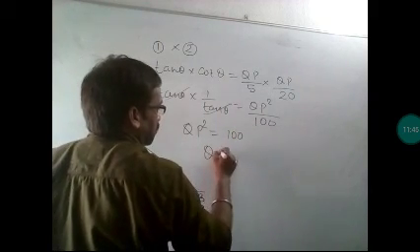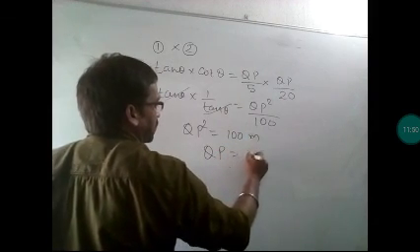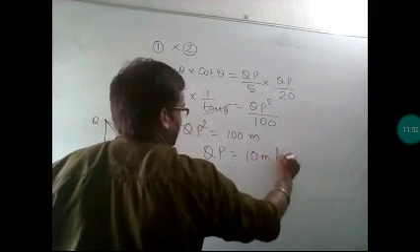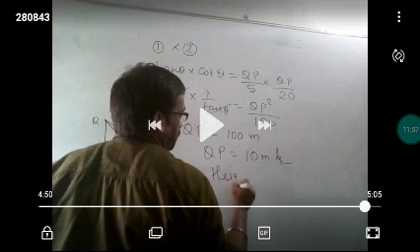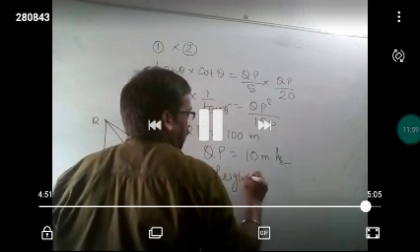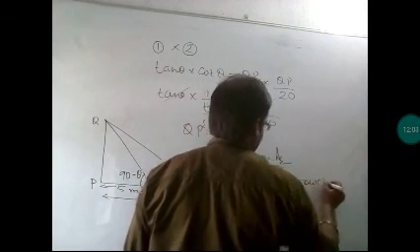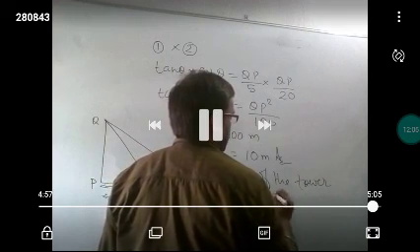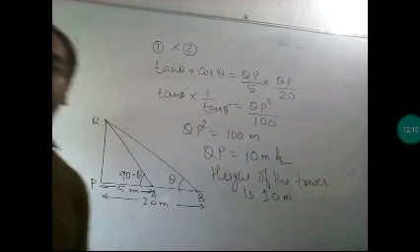So QP is equal to plus minus 10 meters. We will not take minus here. We will take only the positive value. So that means the height of the tower is 10 meters.